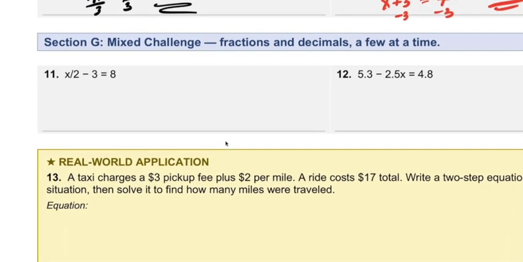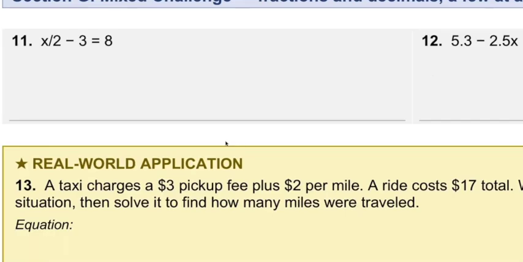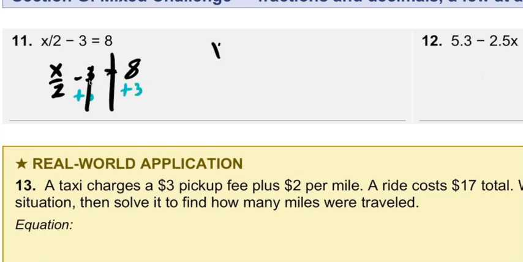Okay, last few. We have a fraction one. Again, when it's a fraction or decimal, the math doesn't change. It looks uglier. It definitely does look uglier, but the math does not change. So I rewrote it. To solve this, here's my equal sign. We want to get the x by itself, so I gotta get rid of that minus 3 there. So we're gonna add 3 to both sides. So we're gonna have x over 2 equals 11. 8 plus 3.